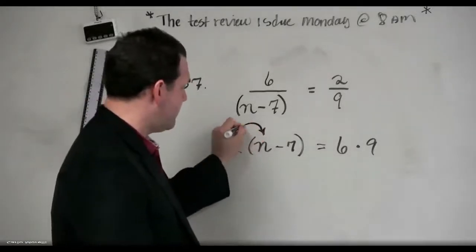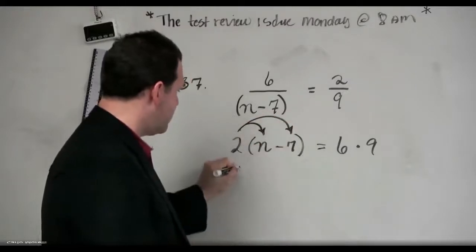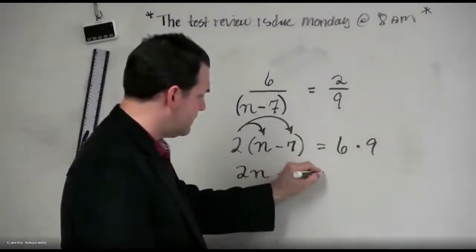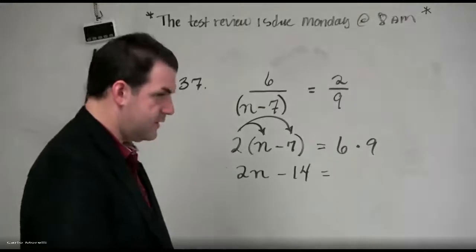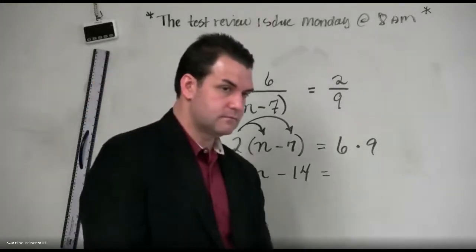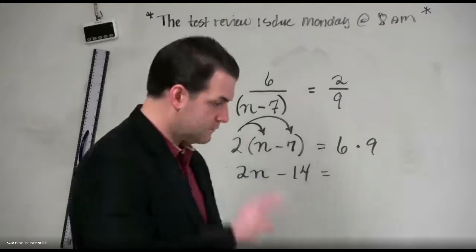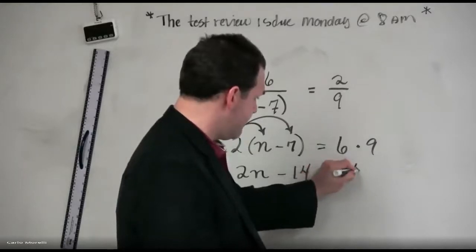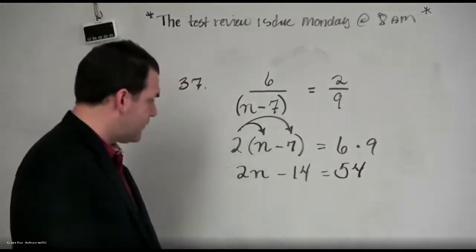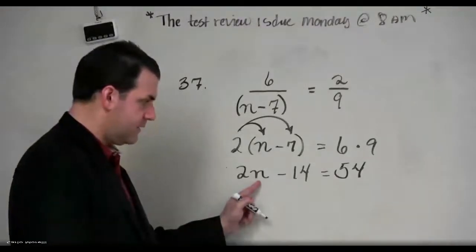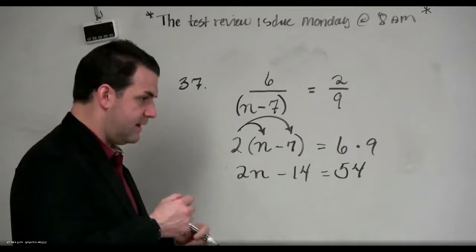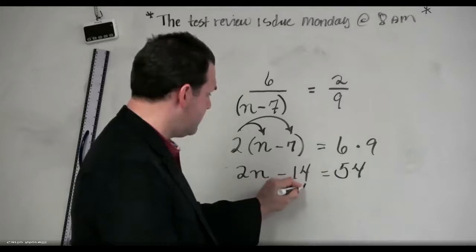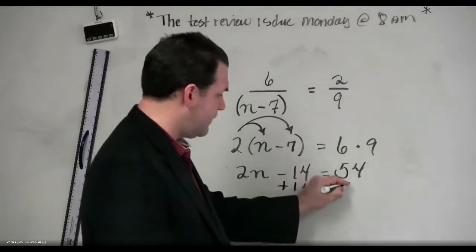So we'll do the distributive property here. 2 times n is 2n. 2 times negative 7 is negative 14. Equals 6 times 9, which is 54. Okay, so we're trying to get n by itself, but you have to eat the apple from the outside in. So first I've got to get rid of this 14. So I have to add 14 to both sides.